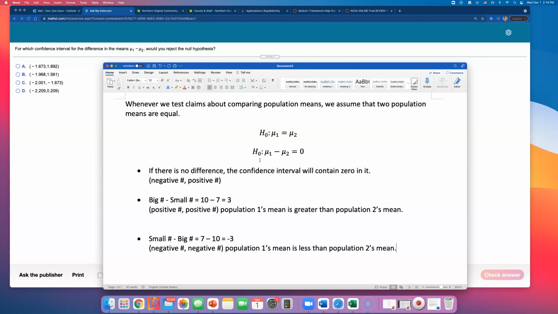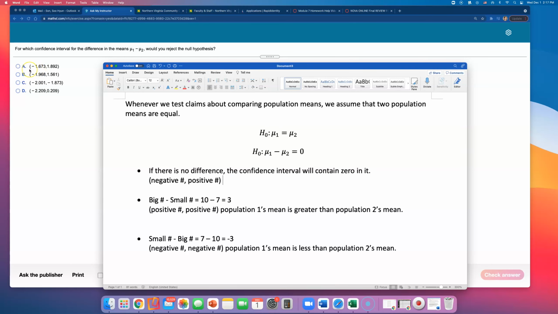So knowing this fact, let's read this question one more time. For which confidence interval for the difference in mean mu1 minus mu2 would you reject the null hypothesis? Null is assuming that they are equal. So if the confidence interval is completely positive or completely negative, we are going to reject the null. If it contains 0, that means there's really no difference, so we don't get to reject the null, and the null is assuming that they are the same. So which one of these intervals is completely positive or completely negative?